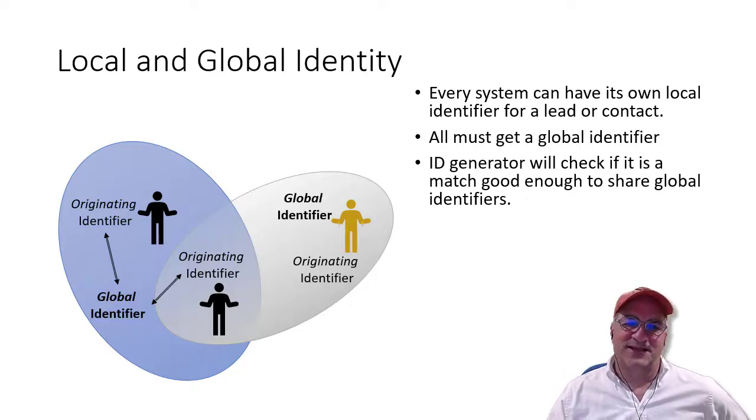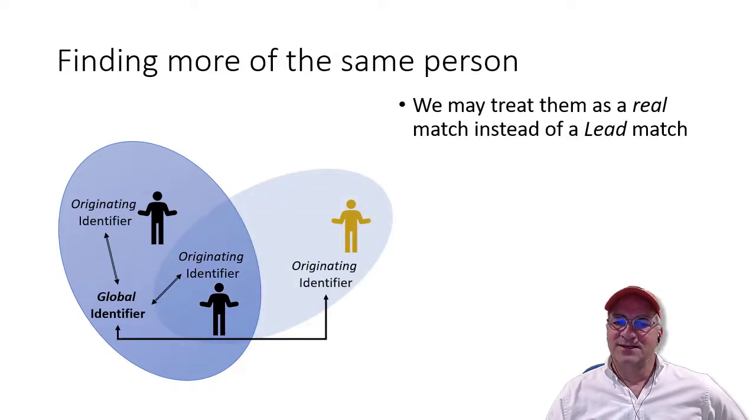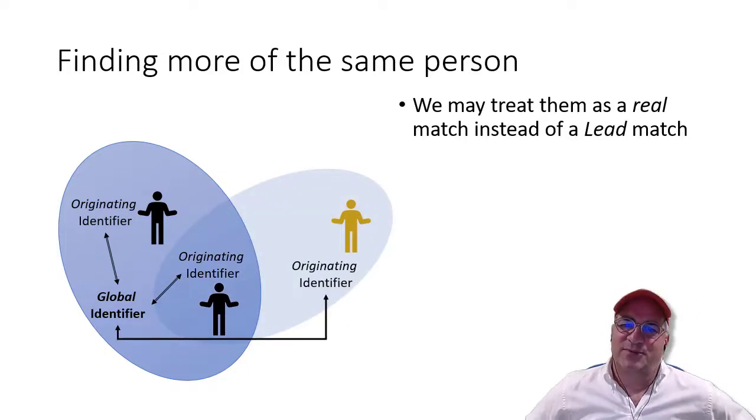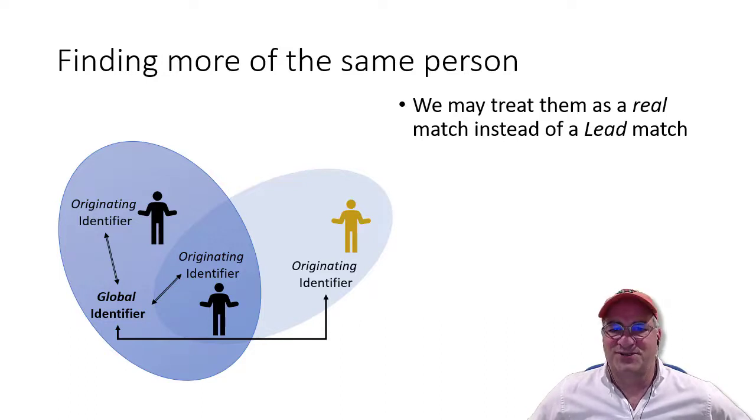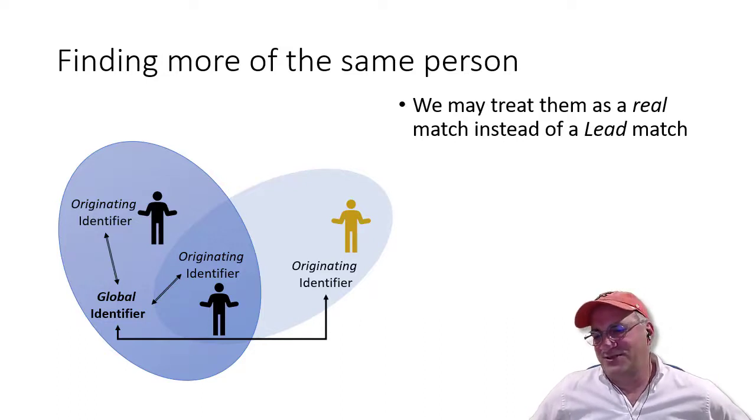So you just got to decide, what's your level of confidence and requirement for this, and what's your appetite for risk. So in this case, we're talking about what I was mentioning before. We're pretty confident now that this marketing person on the right-hand side is the same one. We're going to give them the same global identifier, and we're going to treat them as a real match and not just a lead match. So the bubble was kind of a lead match before because it was a different color here, and we think those are the same people.